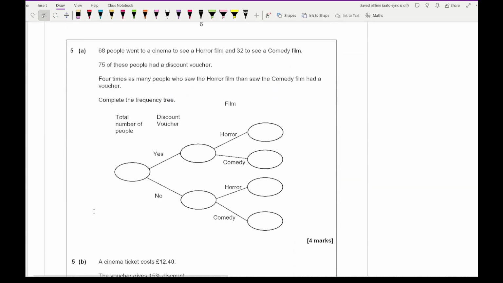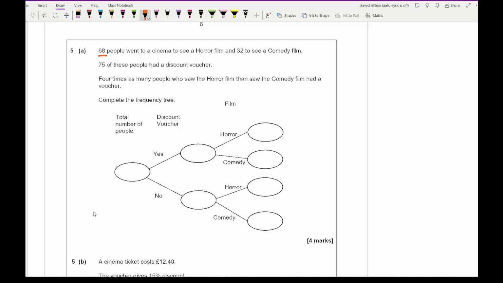Then moving on to our last question, it says that 68 people went to the cinema to see a horror film and 32 went to see a comedy film. 75 of these people had a discount voucher. 4 times as many people who saw the horror film than saw the comedy film had a voucher. Complete the frequency tree diagram. So let's have a look at what we can fill out first.